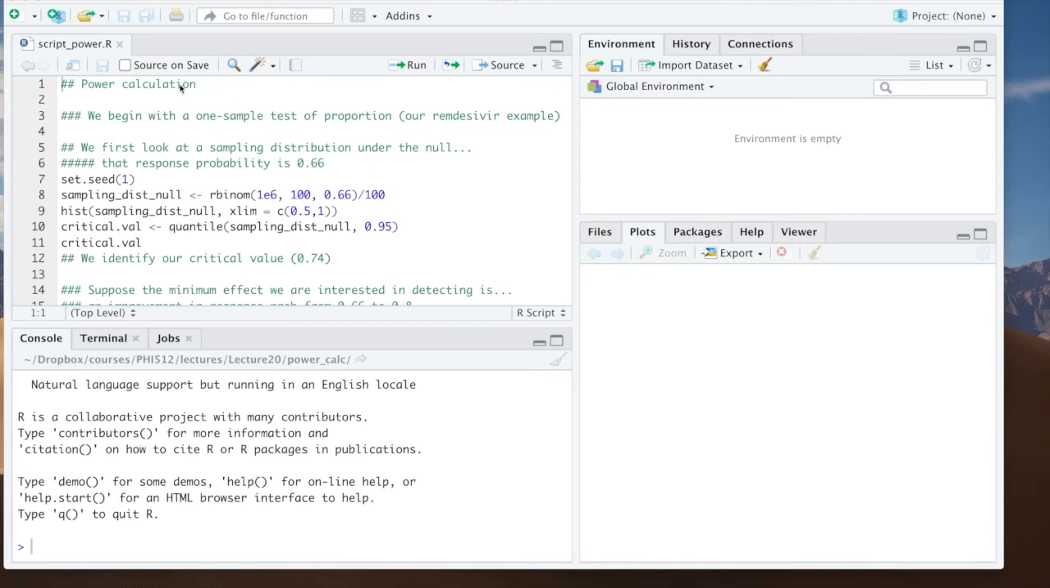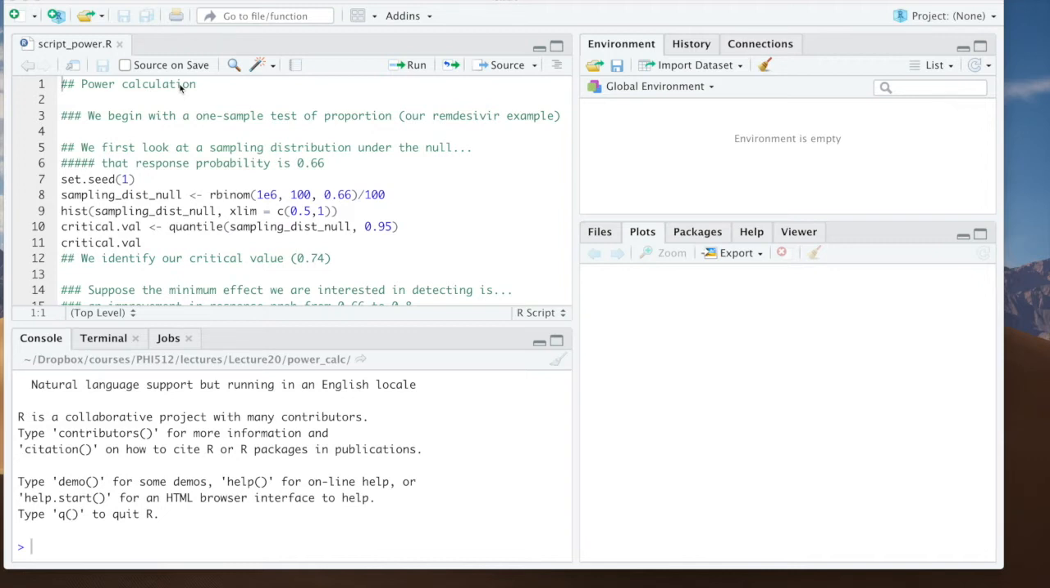Hi, everyone. We're going to talk a little bit about power calculations, and in particular, we're going to engage with a little bit of R programming to illustrate the power calculations we just talked about in lecture 20. As a reminder, in this example, we are considering comparing remdesivir to standard of care using a single arm trial to identify if remdesivir improves the probability that a patient will experience clinical improvement as a patient with severe COVID. For more information on that, please see the Lecture 20 video.